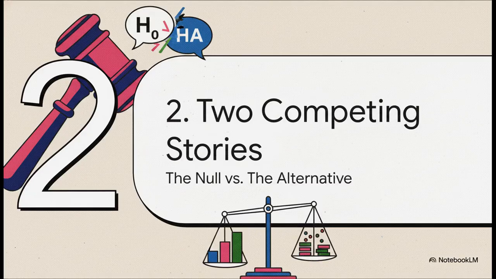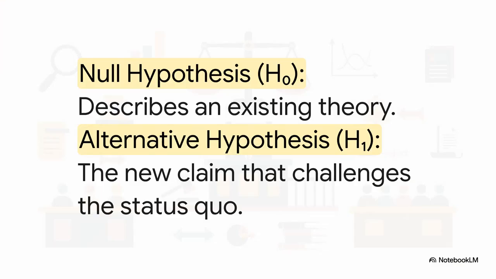Okay, so if the status quo is our defendant, then every good trial needs a prosecutor, right? Someone with a totally different story. In statistics, we call these competing stories our hypotheses. They are the two opposing ideas that we're about to present to the jury, which in our case is the data. So on one side, you have the null hypothesis. You'll see it written as H0. Think of this as our defendant.